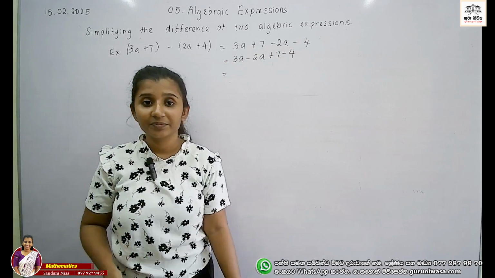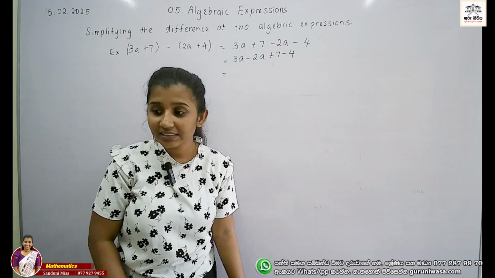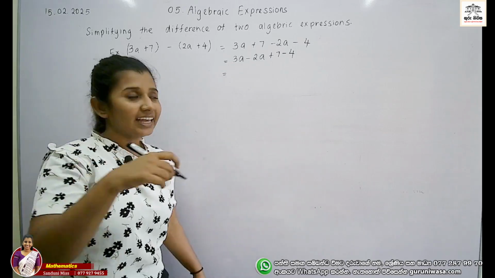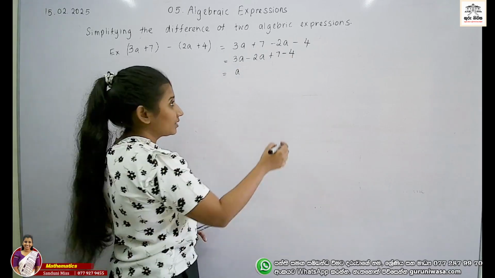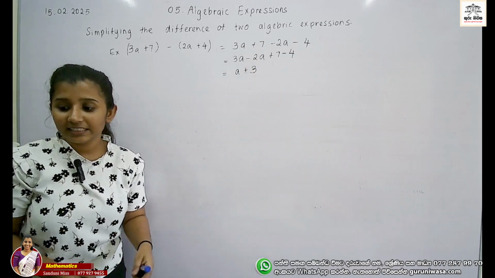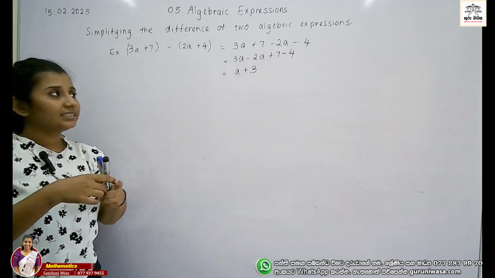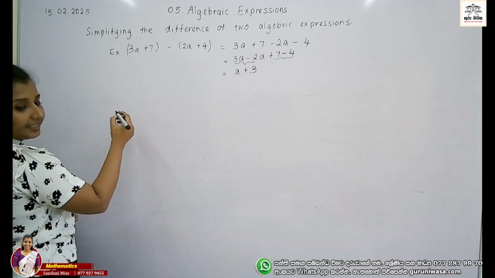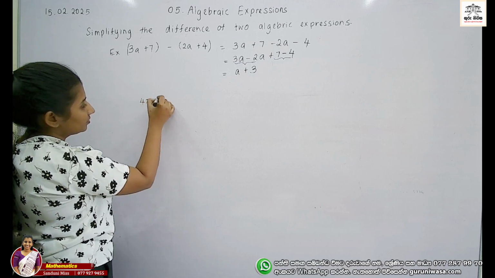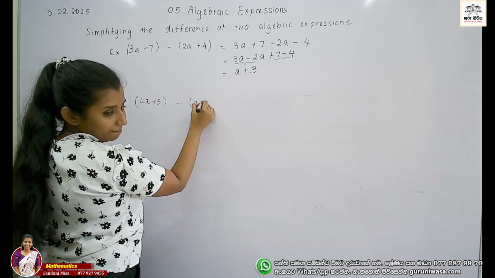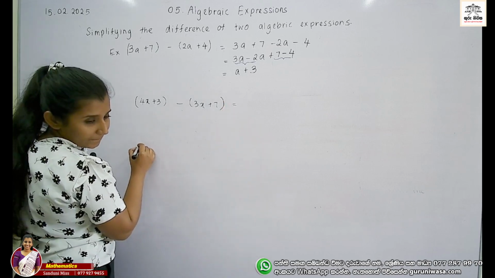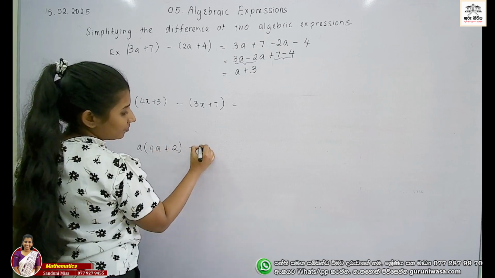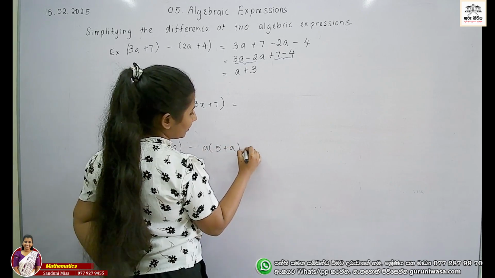3a minus 2a. How much? 3a minus 2a is a, plus 7 minus 4, plus 3. These two together and these two together. Like terms together. Right, find this one. Right, find the answers for these two.